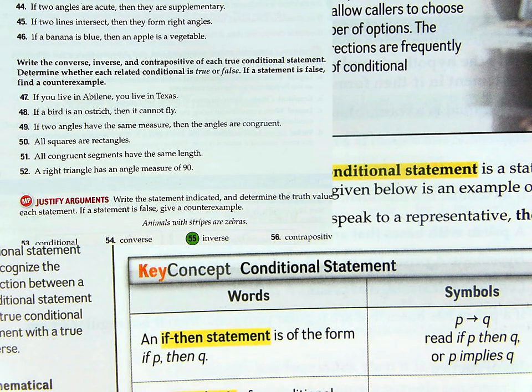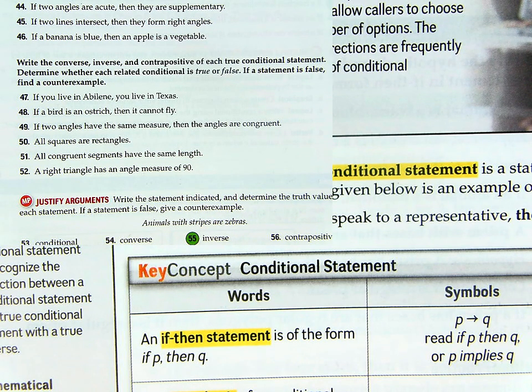No, that isn't the inverse. For the inverse, you don't flip them, you negate them. You make it the opposite. If you do not live in Abilene, you do not live in Texas. And the converse is just flipped. I thought we did that for the contrapositive. No, the contrapositive does both.